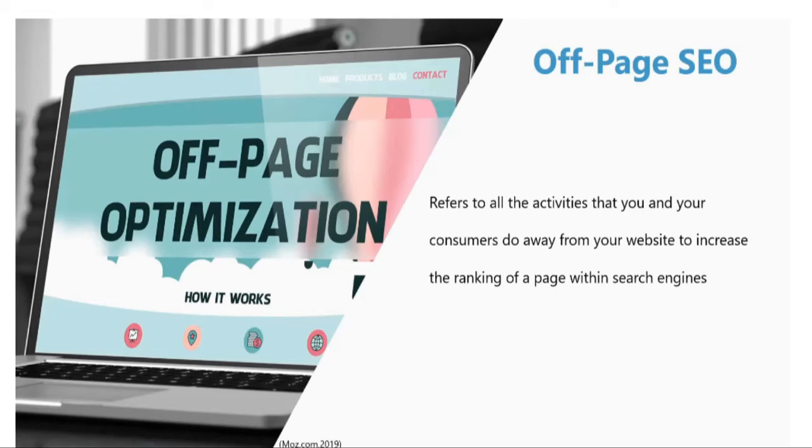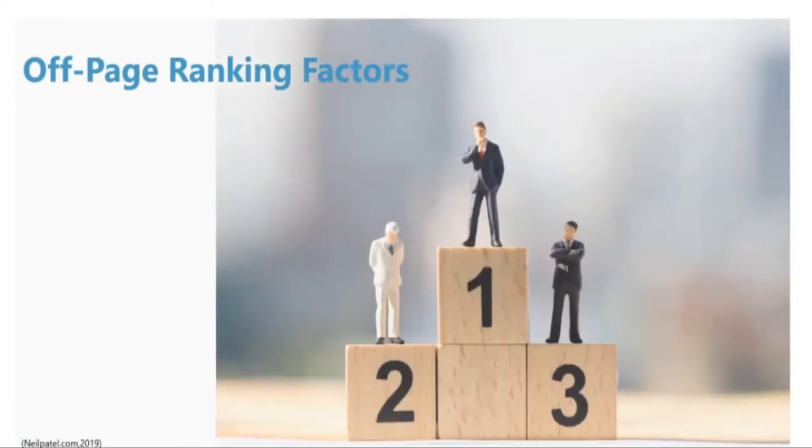So off-page SEO refers to all the activities that you and your consumers do away from your website to increase the ranking of a page within search engines. The off-page ranking factors are links, and this is referring to links to your site, not on your site. So things like referrals, social media links, other publishers linking to you. Brand mentions, even without links, can be a factor.